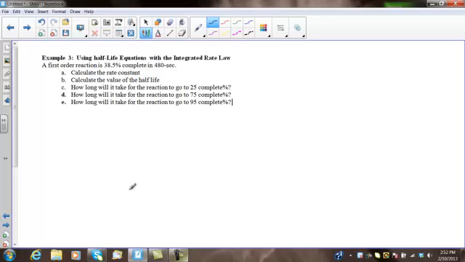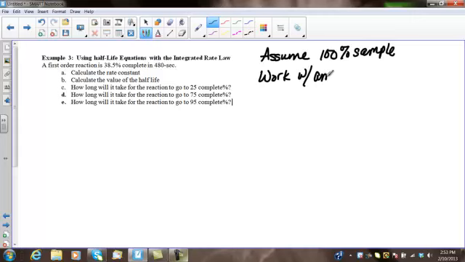So, using half-life equations, because we haven't worked with them yet, with the integrated rate law. A first order reaction is 38.5% complete in 480 seconds. Couple of things that we have to know here. We can assume, because we're dealing with percent, a 100% sample. The other thing that we need to do is we will always work with the remaining amount. So work with amount remaining. This is important.